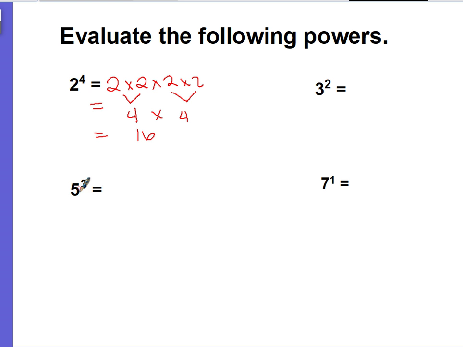Let's try 5 to the 3rd. Well, what is 5 to the 3rd? That means 5 is used as a factor 3 times. So 1, 2, 3, and then I'm just going to multiply 5 times 5 times 5. So 5 times 5 gives me 25. I bring down my other 5 since it doesn't have anything to be multiplied with. And 25 times 5 is 125. So 5 to the 3rd is 125. It's really that straightforward.